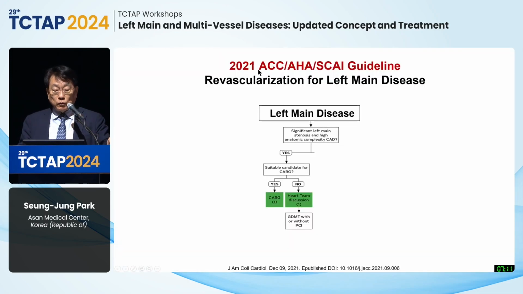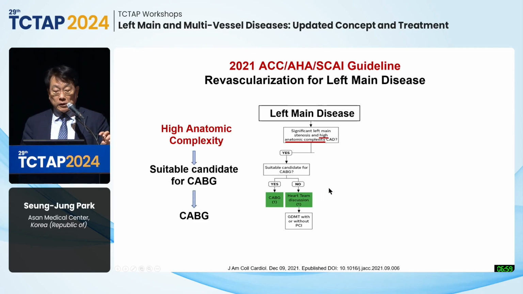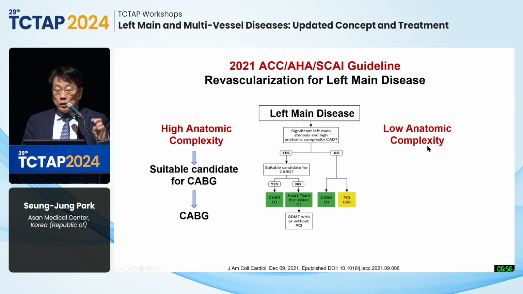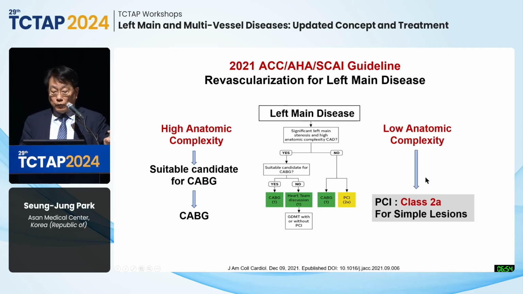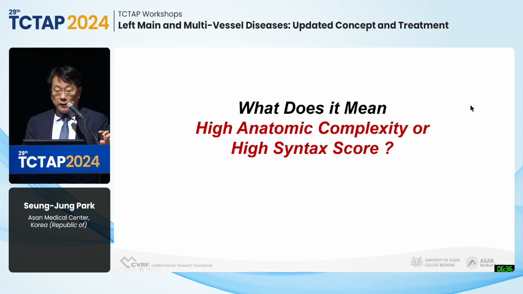If you look at the 2021 ACC guideline for left main disease, if you look at high anatomic complexity, if suitable candidate for bypass surgery, bypass surgery is still the standard treatment. However, for the low anatomic complexity patient group, PCI would be class 2A indication. In the 2018 ESC guideline, low and intermediate SYNTAX score would be candidates for PCI.